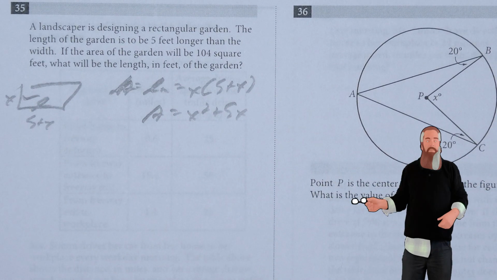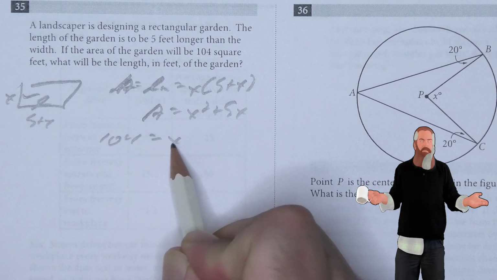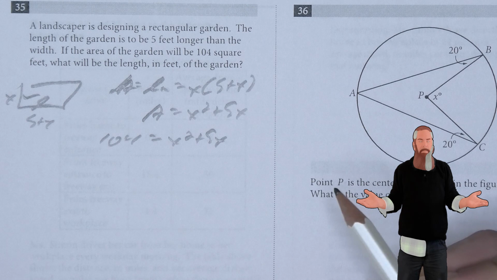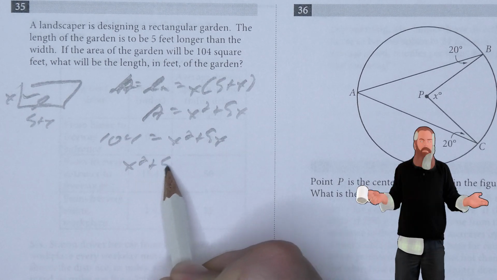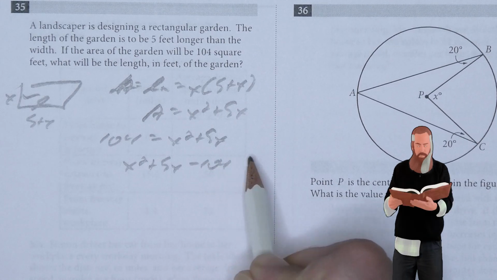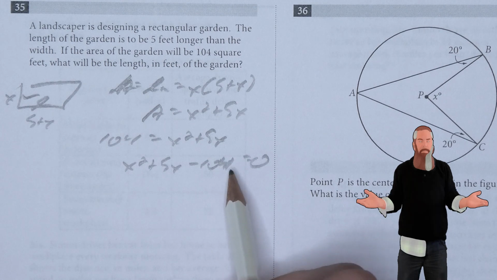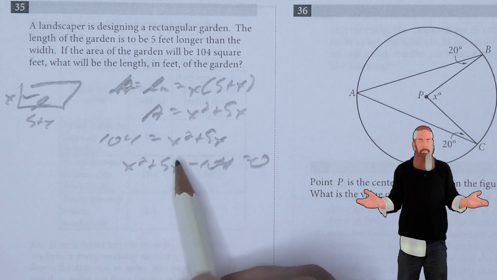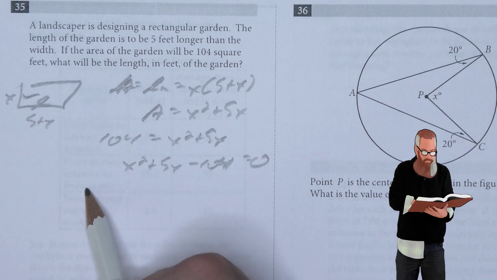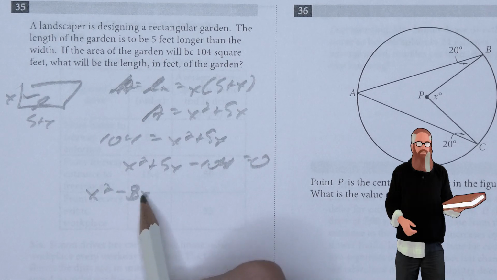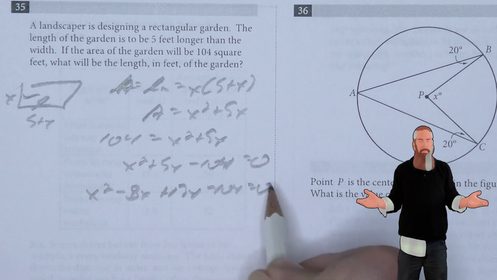But the area is 104. This means I have 104 is equal to x squared plus 5x. Let's move all of this to one side so that I can have x squared plus 5x minus 104 equal to 0. Now, I need two numbers that multiply to make 104, but add to make 5. This is going to give me 8 and 13. So I can have x squared minus 8x plus 13x minus 104 is equal to 0.